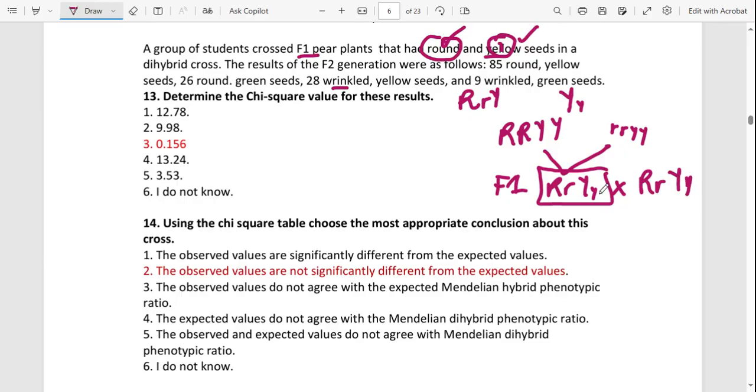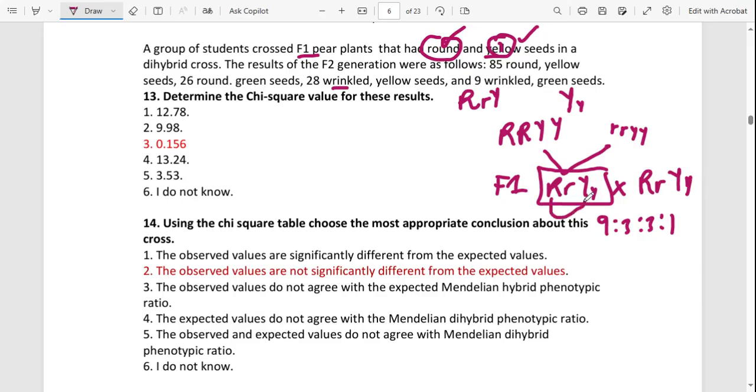And what you need to know is that for a dihybrid cross, when you cross like this, you get a phenotypic ratio of 9 to 3 to 3 to 1. Okay, this is what you need to know. You can perform it. I already showed how you can perform a cross.